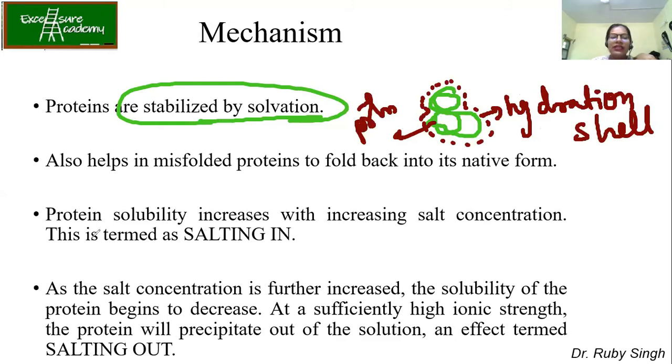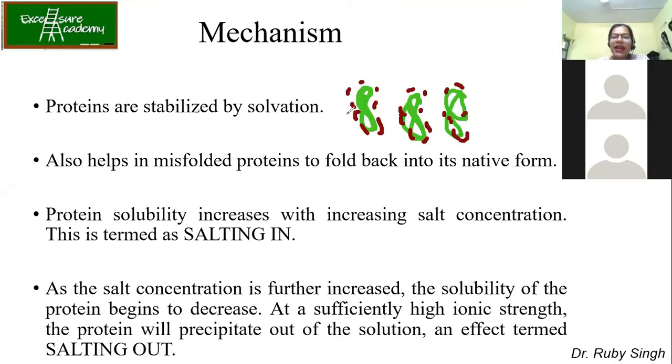Now, as protein solubility increases with increasing salt concentration, it is called salting in. What are you doing exactly here? You keep adding ammonium sulfate to your protein solution, and the protein solubility increases. How does this happen? You have one protein here, another here, another here. Each protein has its water hydration. Ammonium sulfate will remove these water hydrations and bring protein molecules together.